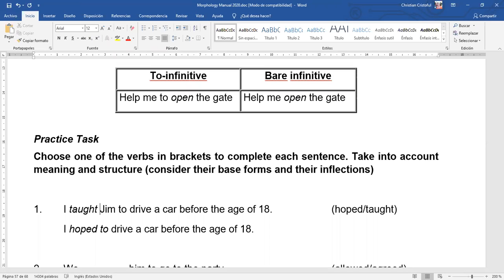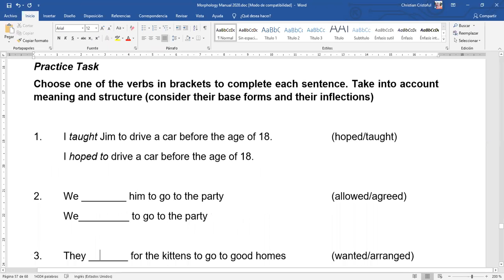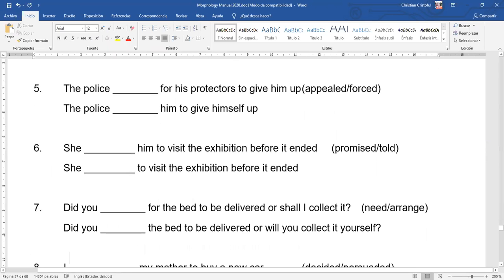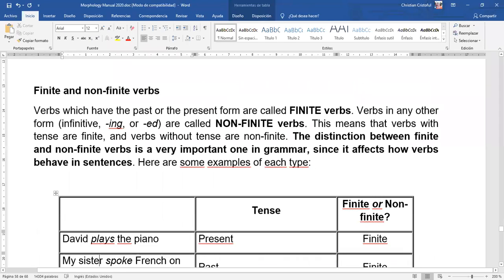Okay. Thank you. All right. So last thing that I need to teach. Finite and non-finite verbs. The pronunciation is finite, it's not finite. Finite and non-finite verbs. Okay.